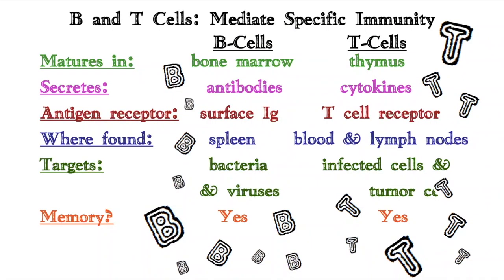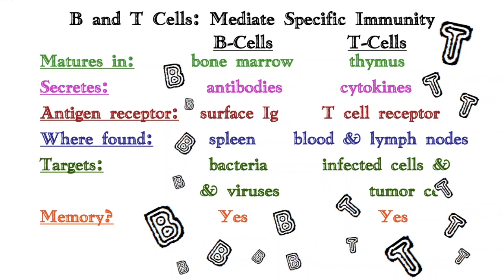Here you can see the contrast between the B cell and the T cell. The B cells mature in the bone marrow while the T cells mature in the thymus. The B cells are going to secrete antibodies while the T cells secrete cytokines. And we said the cytokines are things such as the interferons and growth factors that are secreted by certain cells of the immune system, having an effect on those different cells. And they are going to provide an immune and inflammation response.